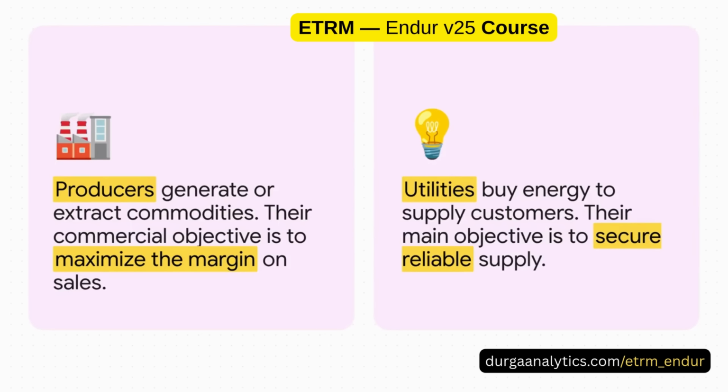And right here, you can see the fundamental tension that really drives the physical market. On one side, you have the producer. Their primary goal is purely commercial: get the absolute best price and maximize the margin on the assets they own. But on the other side, you have the utility. Their main driver isn't profit, it's reliability, making sure they have a stable supply to keep the lights on for their customers. They are literally two sides of the same coin with perfectly opposite objectives.